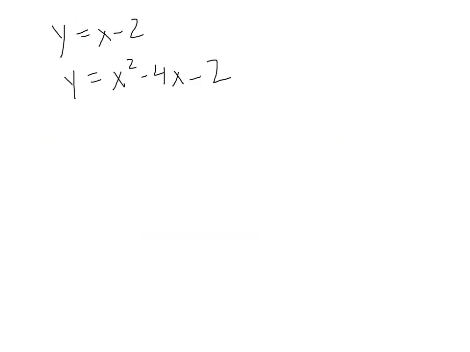Alright, this is the last system we're going to look at. This is another system of a line and a parabola. Again, it looks like substitution is going to be the best method for this one. We already have y equals, so we can substitute for y into the second equation. So we get x minus 2 equals x squared minus 4x minus 2.